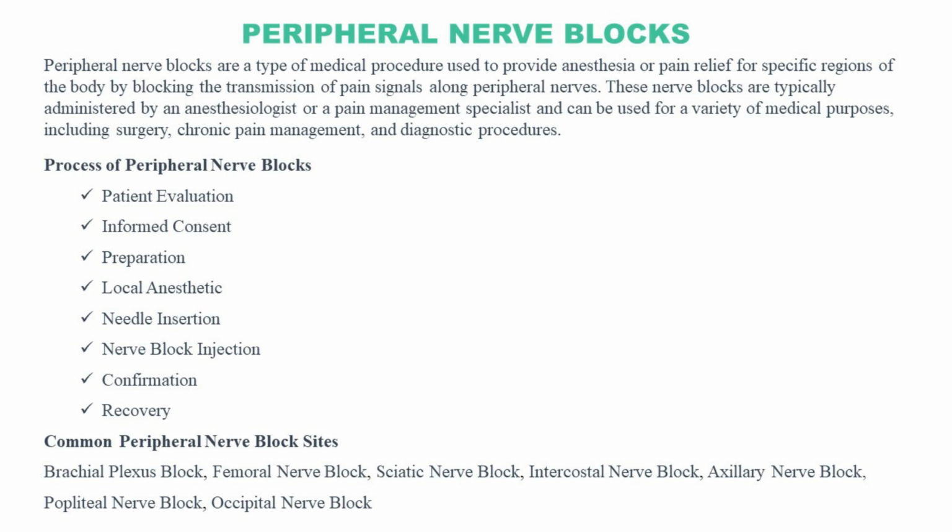3. Preparation. The patient is typically positioned comfortably, and the skin over the intended injection site is cleaned and sterilized to reduce the risk of infection. 4. Local anesthetic. A local anesthetic is injected into the skin and subcutaneous tissue at the site of the intended nerve block. This numbs the skin and minimizes the pain associated with the procedure itself. 5. Needle insertion.